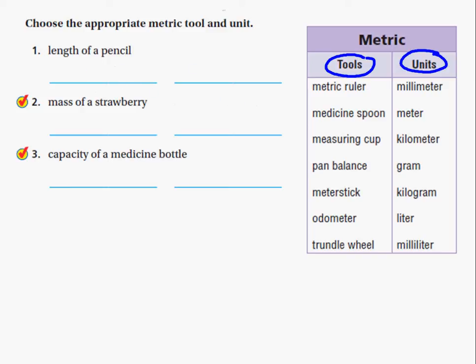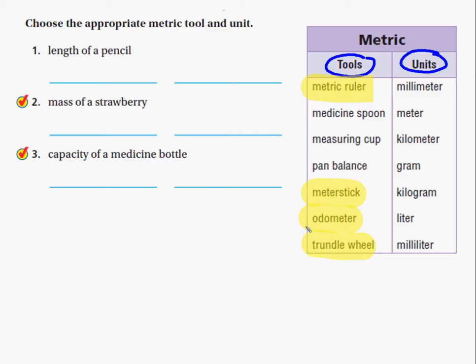Well, since this is length, I'm just going to look at tools that measure length. Metric ruler, medicine spoon does not measure length, it measures capacity. Measuring cup is capacity. Pan balance is mass. Meter stick is length. Odometer measures length. Trundle wheel measures length.